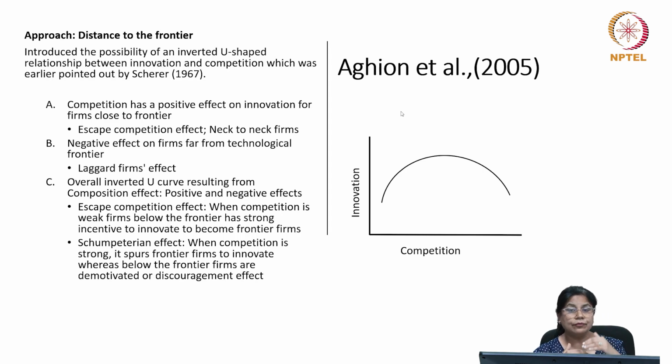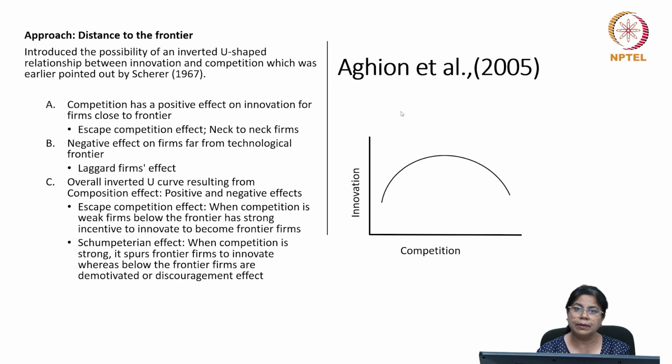On the other hand, if there are many laggard firms, and the firms are already falling behind, and the competition under those circumstances is once again increased, then the motivation of the firm would be to not invest in R&D because they would be demotivated to do so.